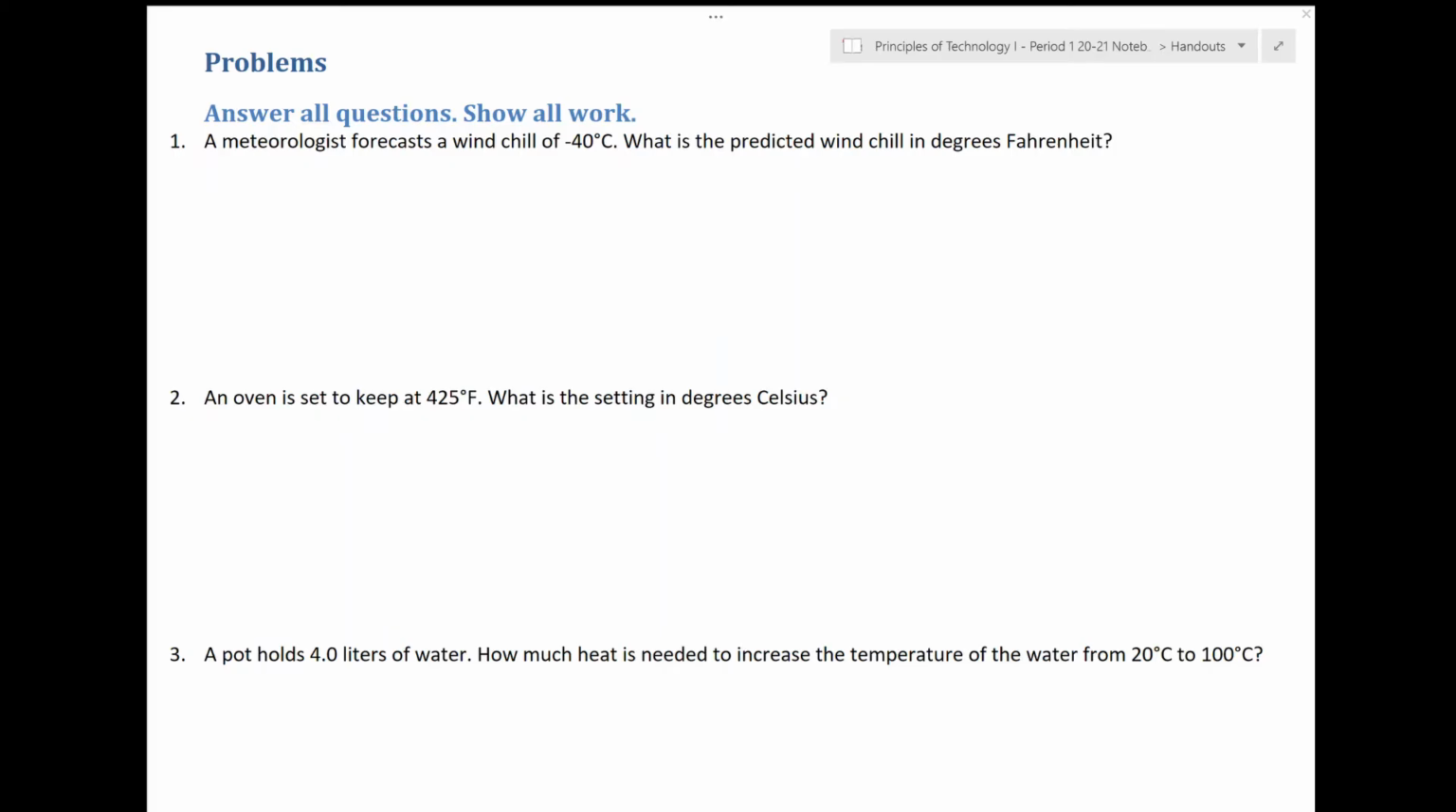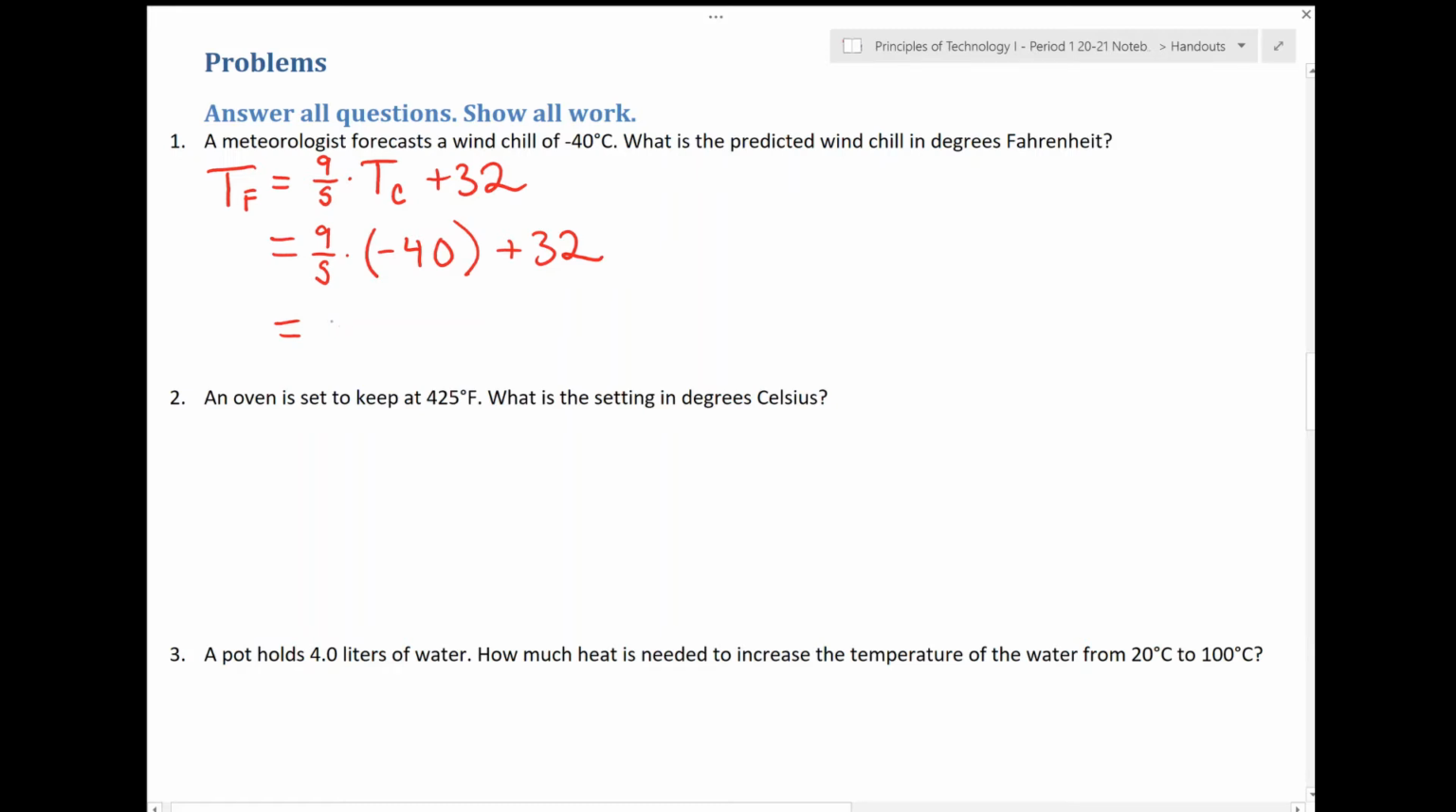The first problem says a meteorologist forecasts a wind chill of negative 40 degrees Celsius. What is the predicted wind chill in degrees Fahrenheit? For this problem, we need to use the equation that temperature in Fahrenheit is equal to 9/5 times the temperature in Celsius plus 32. Our Celsius temperature is negative 40 degrees, so we substitute that in, and we have 9/5 times negative 40 plus 32. Calculating this out, we get that the temperature is actually negative 40 degrees Fahrenheit.